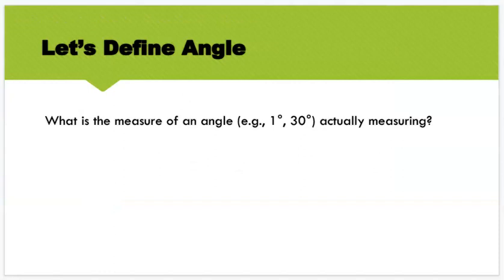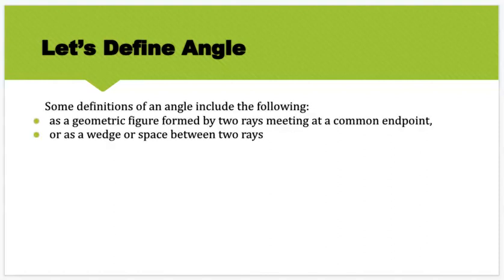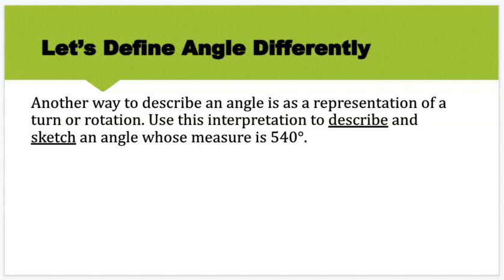So let's define angles. What is the measure of an angle, for example 1 degree or 30 degrees, actually measuring? Some definitions of an angle include the following: a geometric figure formed by two rays meeting at a common endpoint, or a wedge or a space between two rays. Another way to describe an angle is as a representation of a turn or rotation.